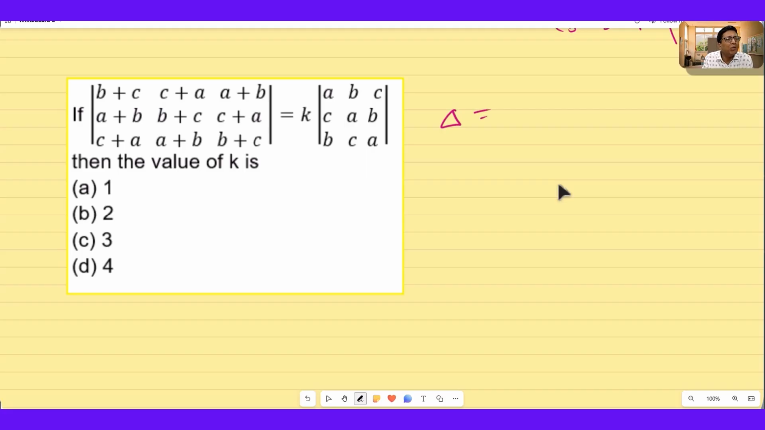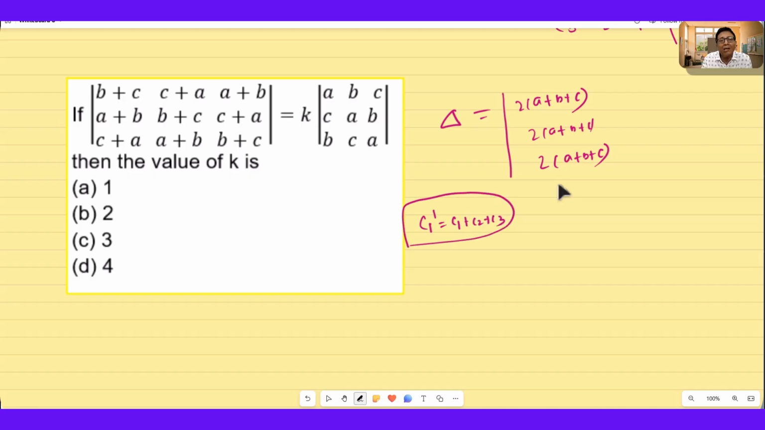Delta equal to, you do it row wise or column wise, no problem. So this will be twice A plus B plus C, twice A plus B plus C, twice A plus B plus C. What did I do there? I did C1 dash equal to C1 plus C2 plus C3. They are added. All are added. C plus A plus B, B plus C. Is that clear?